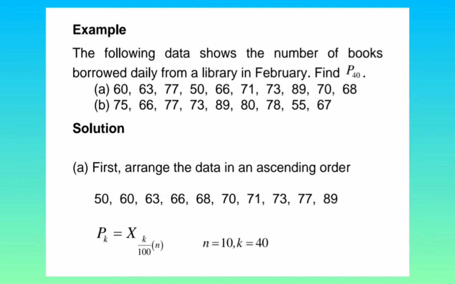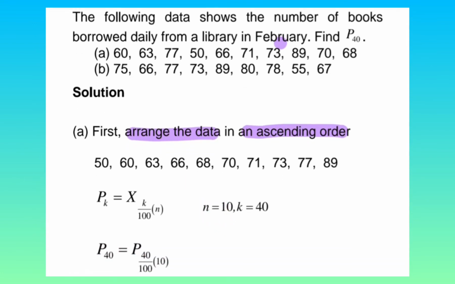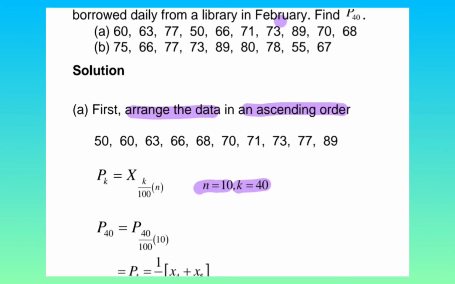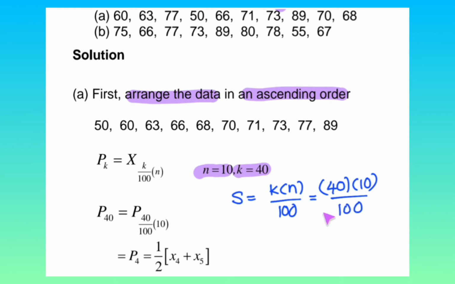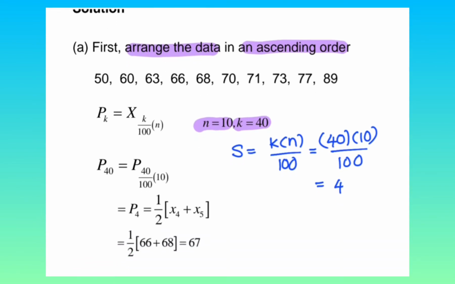Okay, let's see the example. The following data shows the number of books borrowed daily from a library in February. Find P40. For A, we are given a series of numbers. Firstly, we need to arrange the data in ascending order. From here, identify how many data are given. We are given 10 data, so N is 10, and we want to find P40, which means K is 40. First step, we need to find the value of S. S is equal to K times N over 100. So here we have 40 times 10 over 100. Then the value of S is 4. 4 is an integer.